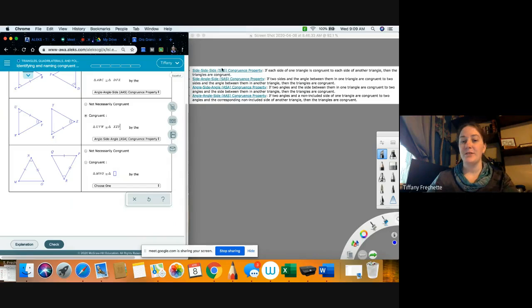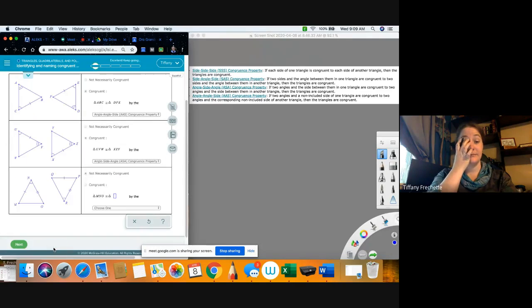Because we also write them as SSS and SAS, ASA and AAS, but we never write ASS. So because the angle's not in between the 2 sides here, it doesn't count as side, angle, side, because I can't go side, side, angle. So this one does not work. All right, let's check it. And we're good to go. All right, next.